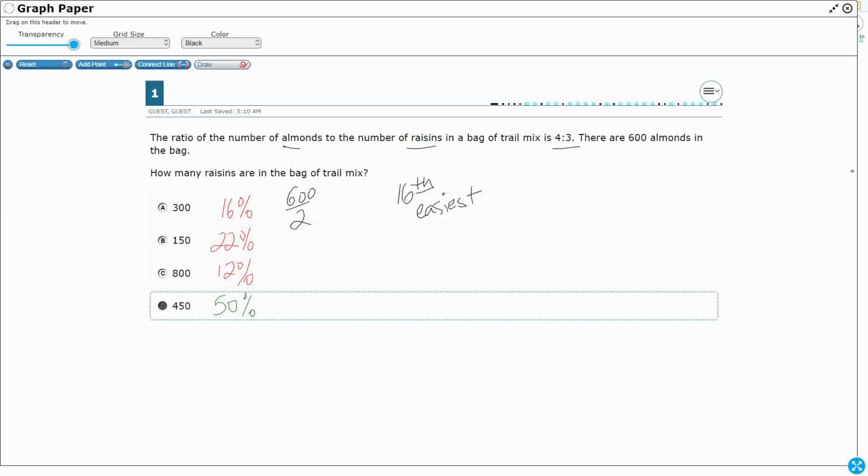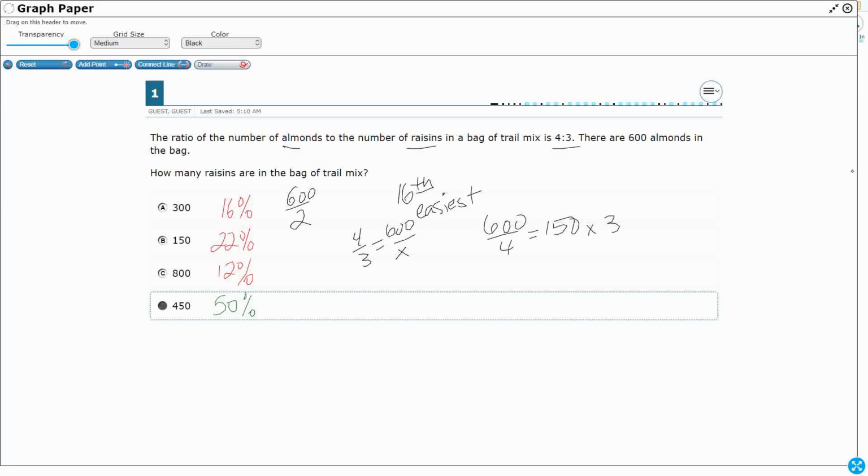Students here, if you got your 150, most likely we're setting it up right here: 4/3 equals 600 over x. And they knew that they would need to divide by 4, so they took this 600 divided by 4, right? They got the 150, but what they failed to do obviously was multiply by that 3 to get up to that 450. So they did about half the work, but not all of the work.